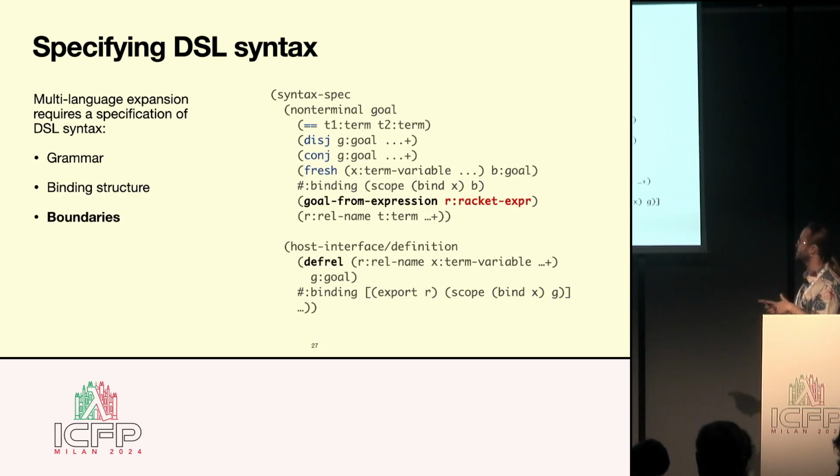And then finally, we can see the multi-language structure part from the specification as well. We can see that here in red, I've said that the sub-expression of goal from expression is going to be a Racket expression. And so this is going to be the place where we're going to stop expanding for a while so that we can do compilation, and we'll come back to this later.